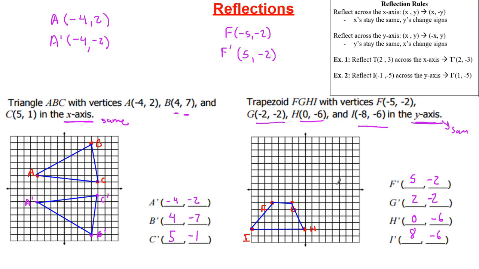Right, now let's go ahead and plot this. 5, negative 2. 1, 2, 3, 4, 5, negative 2, 1, 2. So over here is going to be F prime. And then 1, 2, 1, 2. This is G prime. 0, negative 6. So H and H prime are actually sharing the same coordinate. And then we got 8, negative 6. 8's right here. Negative 6 is right here. So it's going to be I prime.